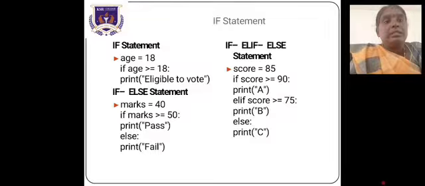If-elif-else statement. score = 85. If score >= 90: print("A"). elif score >= 75: print("B"). else: print("C").